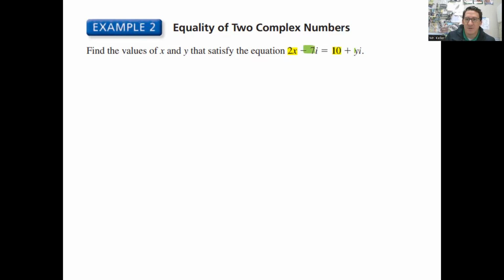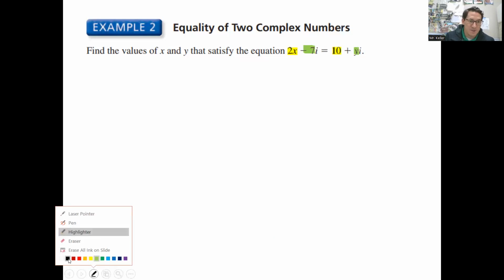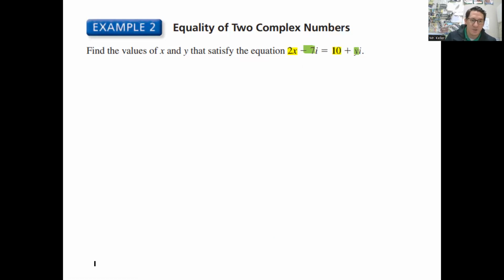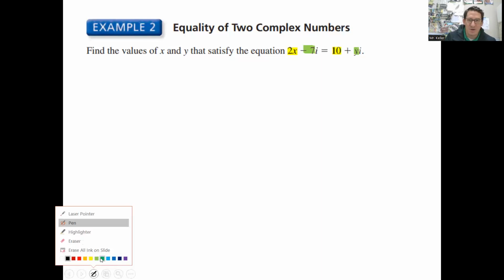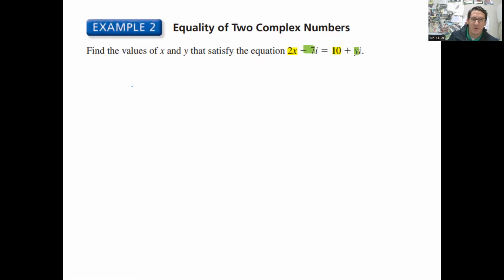Negative 7 belongs to here. So all I need to do to solve these is set the real number part equal to each other. I'll do the real number part in blue. So the real number parts, 2x and 10, are equal to each other. Solve, you get x divided by 2. The real number part is x is equal to 5.